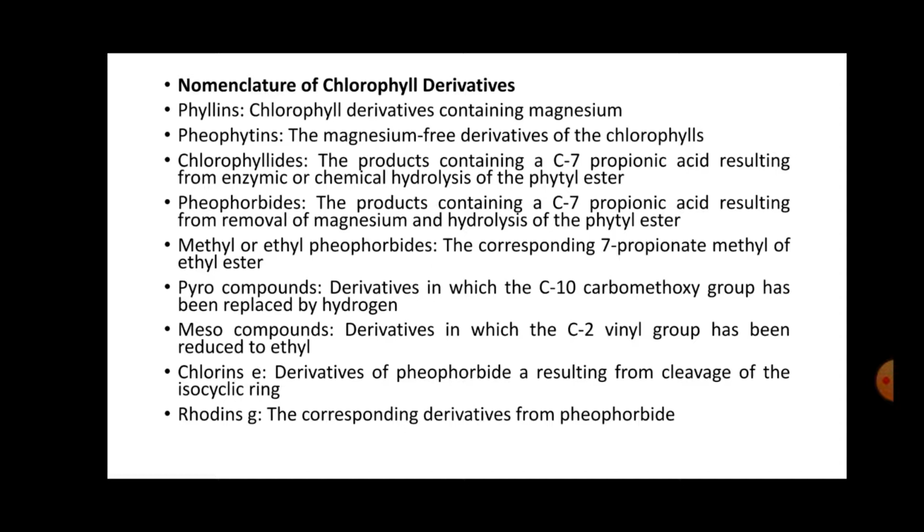Next is methyl or ethyl pheophorbides. It corresponds to 7-propionate methyl or ethyl esters. Then are pyro compounds. They are the derivatives in which the C10 carbomethoxy group has been replaced by hydrogen. Then meso compounds, derivatives in which the vinyl group has been reduced to ethyl. Chlorins e, that is the derivative of pheophorbide resulting from cleavage of the isocyclic ring, and rhodins g, that is the derivative from pheophorbide.